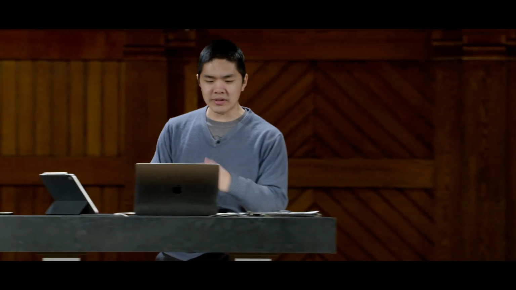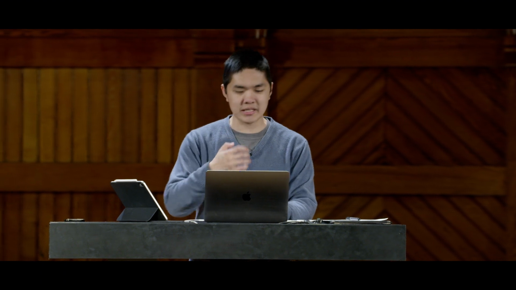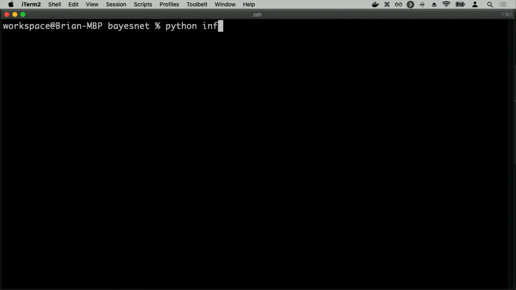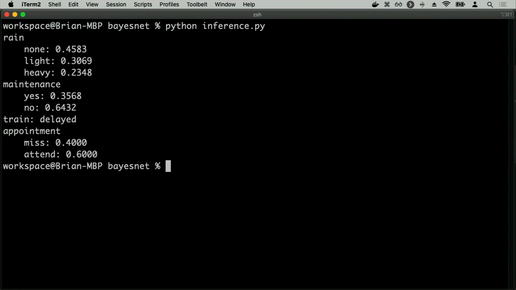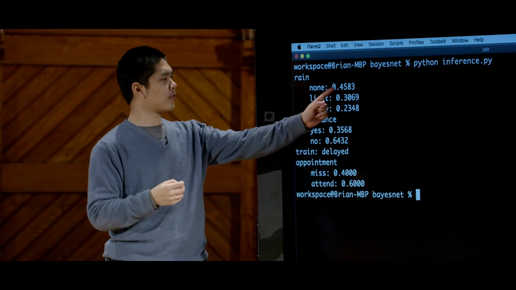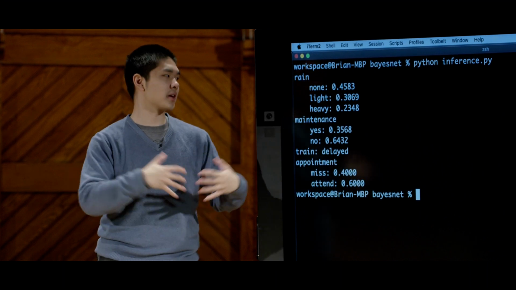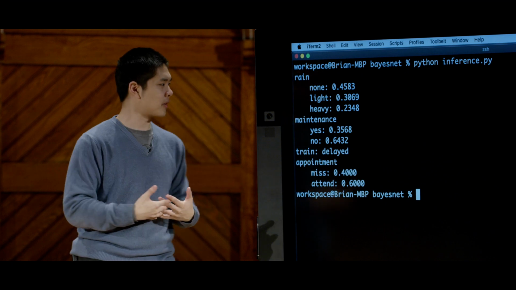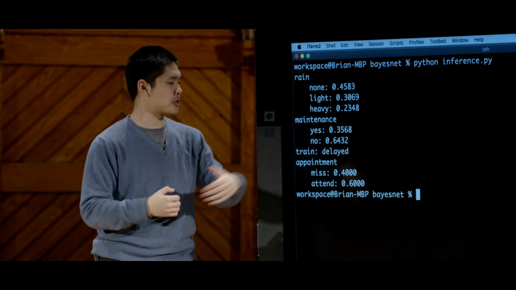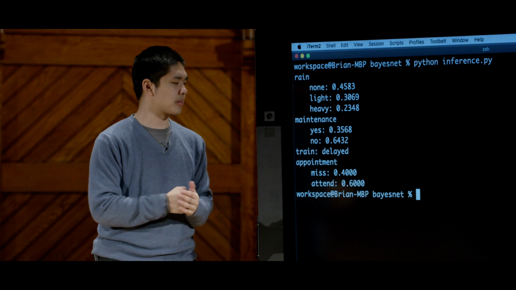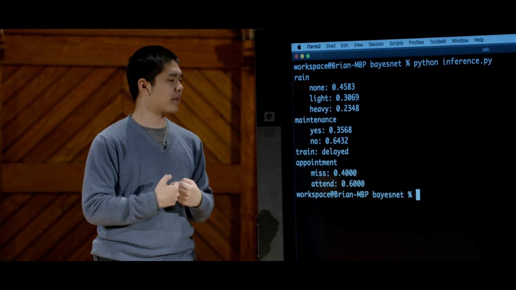But let's find out, given the train is delayed, what can I predict about the values of the other random variables? Let's go ahead and run python inference.py. I run that, and here's the result that I get. Given the fact that I know that the train is delayed, this is evidence that I have observed, well, there is a 45% chance or a 46% chance that there was no rain, a 31% chance there was light rain, a 23% chance there was heavy rain. I can see a probability distribution over track maintenance and a probability distribution over whether I'm able to attend or miss my appointment.